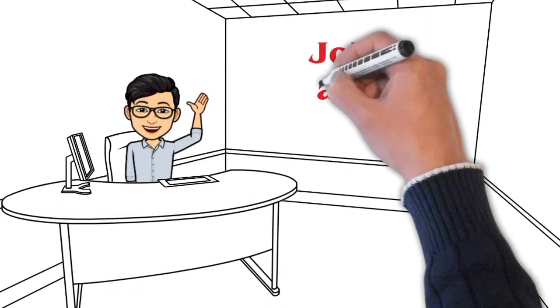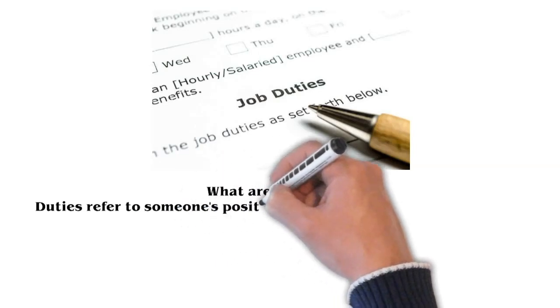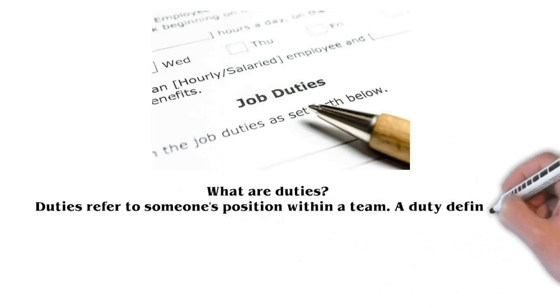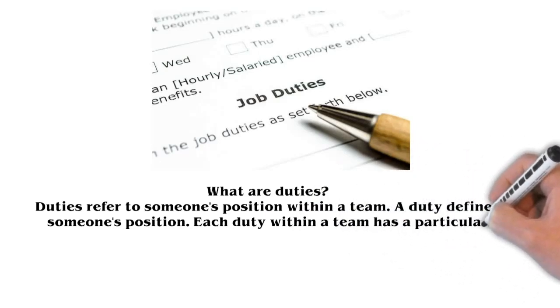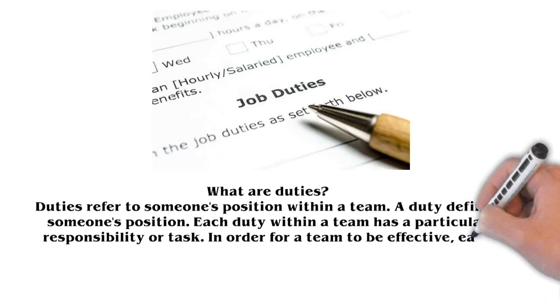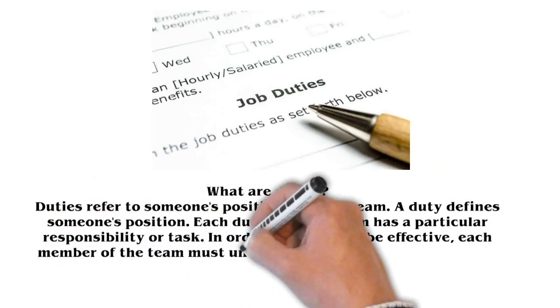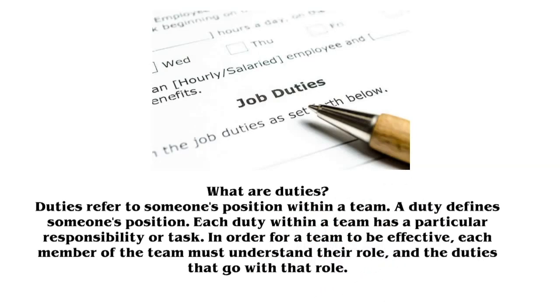Let's talk about jobs and work duties. What are duties? Duties refer to someone's position within a team. A duty defines someone's position. Each duty within a team has a particular responsibility or task. In order for a team to be effective, each member of the team must understand their role and the duties that go with that role.